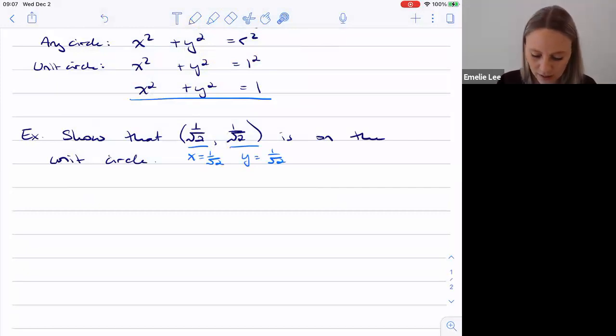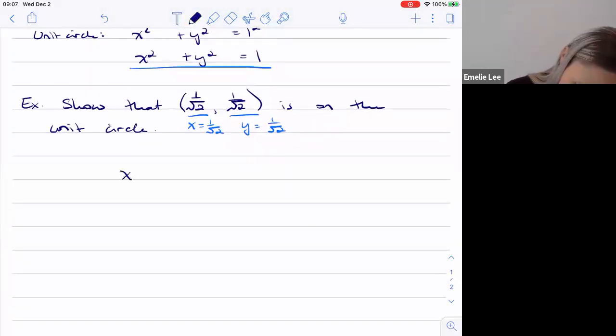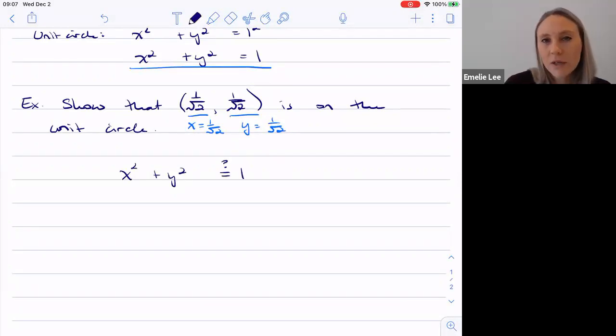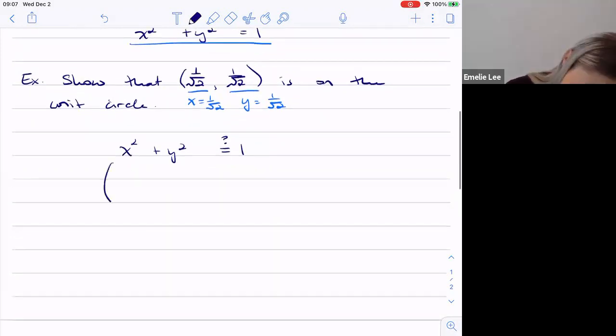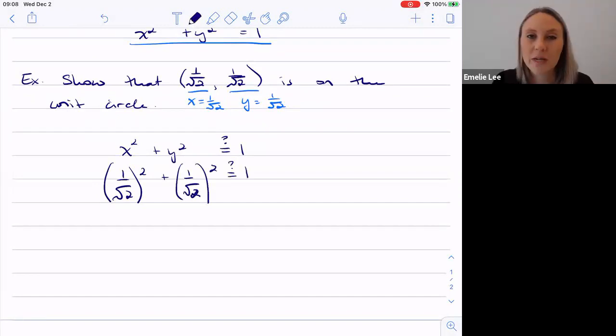So what we can do, if it's on the unit circle, then x squared plus y squared must be 1, right? So I'm going to start there and say, okay, x squared plus y squared, does it equal 1? I'm not sure yet, but if it does, then it's on the unit circle. So we have 1 over root 2 squared plus 1 over root 2 squared. Still don't know if it equals 1.